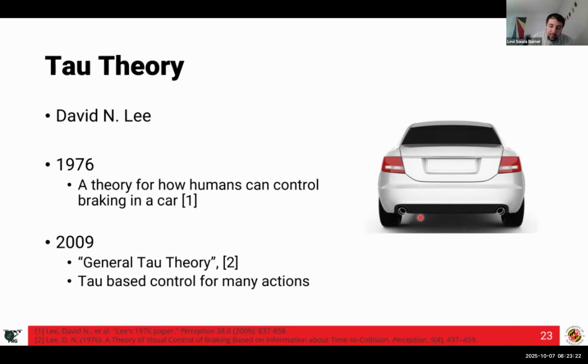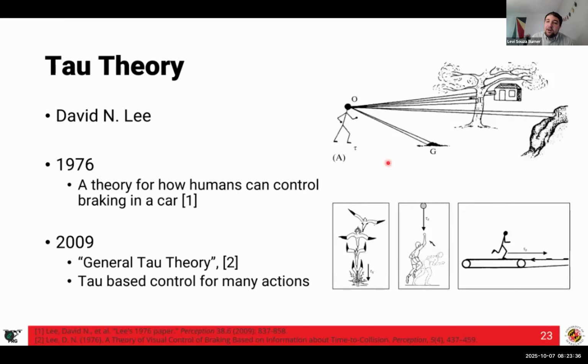David Lee, a psychologist from the United Kingdom, proposed that all humans use this kind of signal for braking and stopping their car on time, and even went on to propose what he called the general tau theory, which is an idea for how humans could use time to contact by looking and glancing at particular objects to control their general navigation or to control timing of specific actions, like is shown with this bird that needs to retract its wings just before it hits the water, catching balls, or running on treadmills. And he proposed many ways that we could use time to contact to regulate these behaviors, but no specific control laws that actually do it.